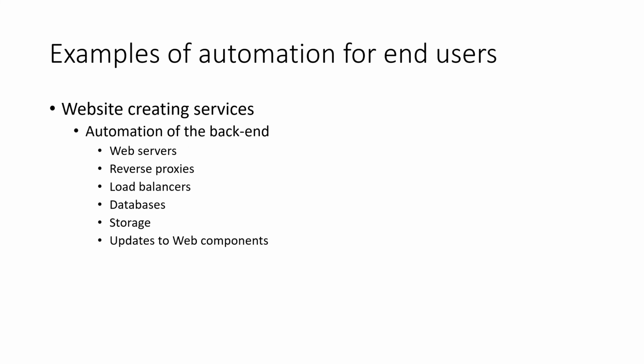As an example, consider website creating services like Google Sites. These services have to automate all of their backend. They have to automate the deployment and configuration of web servers, reverse proxies, load balancers, databases, storage, and updates to web components as web technologies advance. All of these have to be automated on the back end so that users can create their websites and these websites can come up instantaneously.